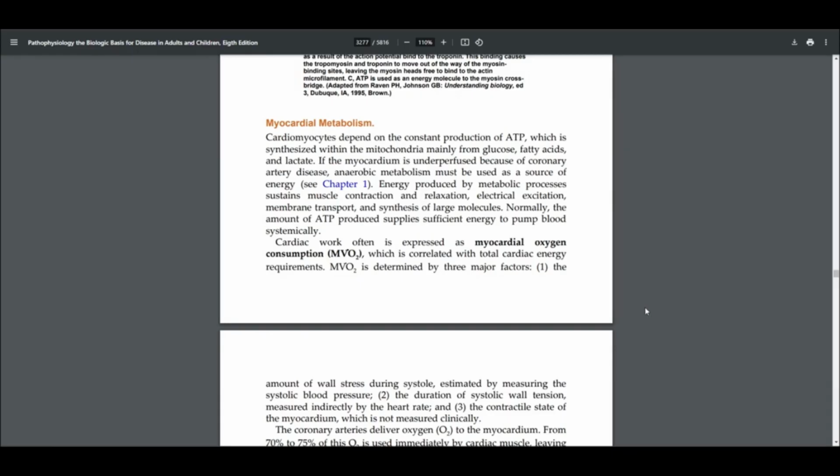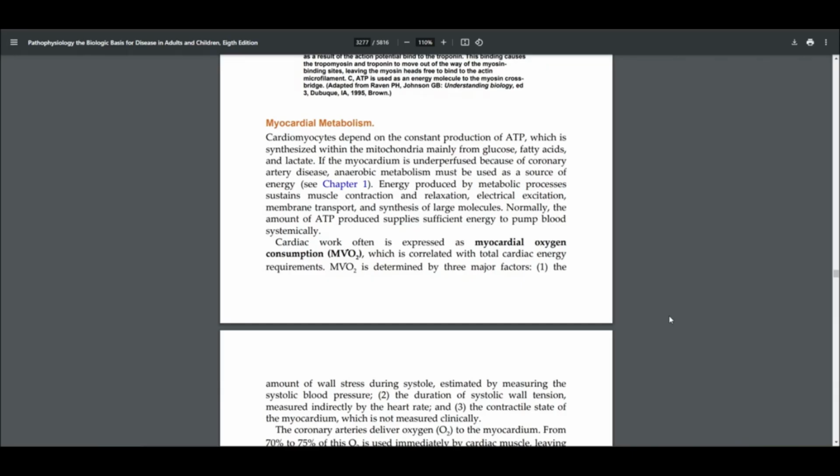Energy produced by metabolic processes sustains muscle contraction and relaxation, electrical excitation, membrane transport, and synthesis of large molecules. Normally, the amount of ATP produced supplies sufficient energy to pump blood systemically. Cardiac work often is expressed as myocardial oxygen consumption, or MVO2, which is correlated with the total cardiac requirements.